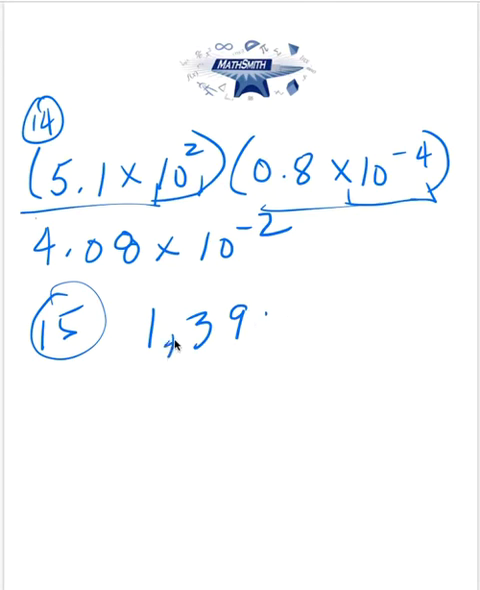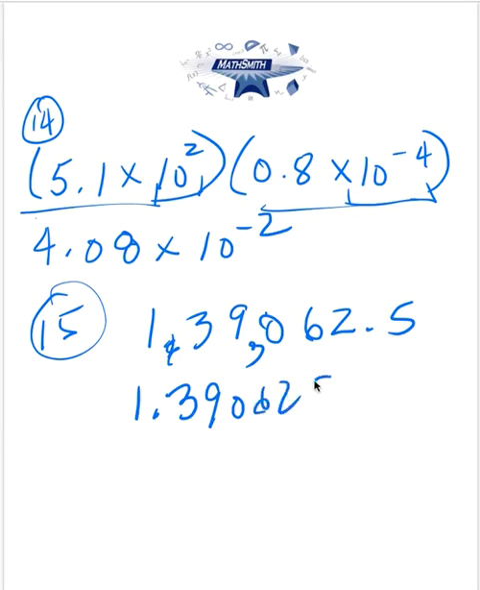Whoops, no, I think I like this. Okay, it's 139,062.5. So here we go. So that's the number. And then if I want it in scientific notation, I put 1.390625, although you probably don't need to carry that many digits, times 10 to the... So how many places did I move this? 1, 2, 3, 4, 5. So 5, like that.